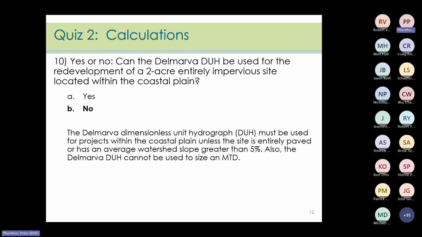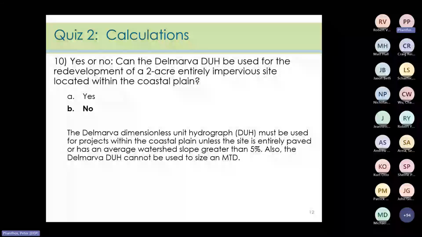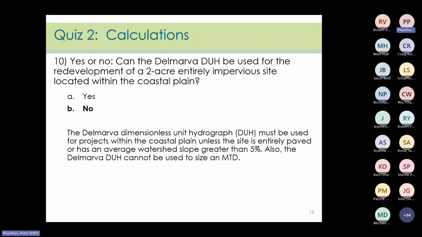Also, for an entirely paved site, the significant surface storage associated with the coastal plain is no longer present, also resulting in underestimated peak flow rates if the Delmarva is used. Additionally, the Delmarva should only be used in areas that have an average watershed slope less than 5%. If any of these situations are proven to be present, the SCS standard dimensionless unit hydrograph must be used. And a side note on this subject, if the Delmarva is used in the pre-construction condition, it must also be used in the post-construction condition. Same idea goes for the SCS.